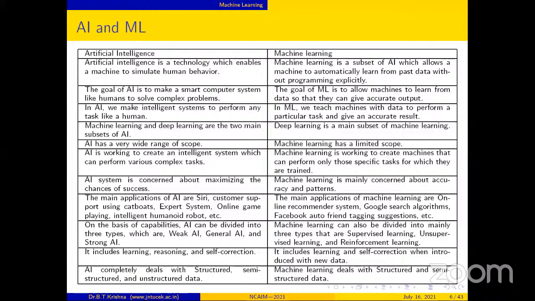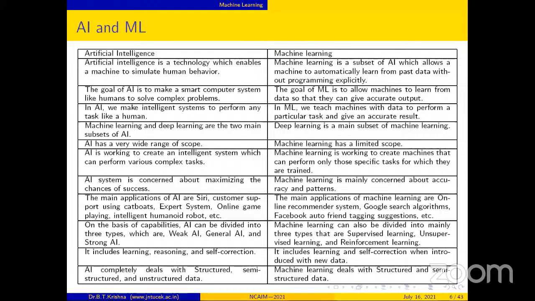Artificial intelligence is a technology which enables a machine to simulate human behavior. For example, a robot and a self-driving car. So this is about artificial intelligence. But machine learning, as I told you, is a subset of artificial intelligence which allows a machine to automatically learn from the past data without programming explicitly. So this is going to learn from the past data.